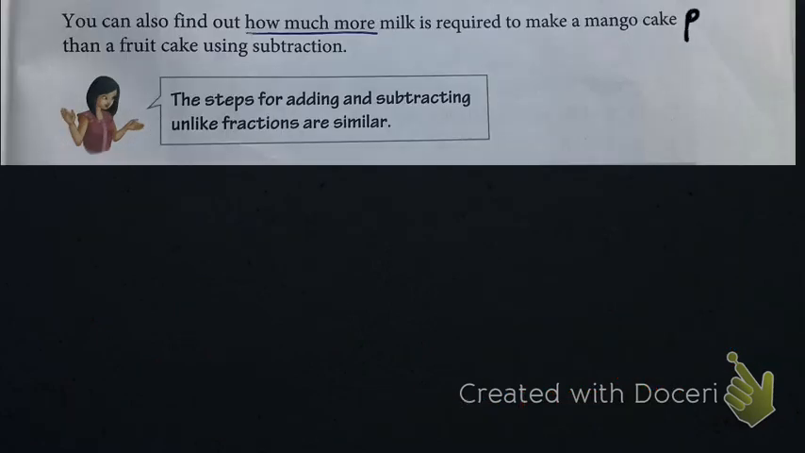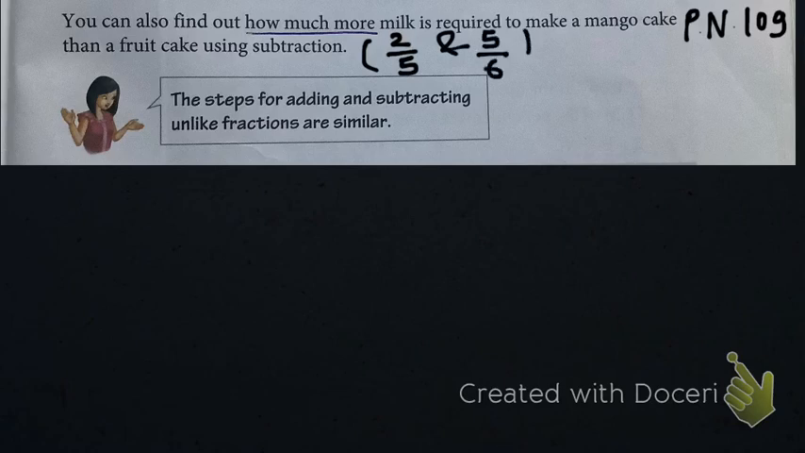Now here in the next page, number 109. What we have to do is, the question says you can also find how much more milk is required to make a mango cake than a fruit cake. Here students, we need to subtract. Here it is saying how much more milk is required to make mango cake than a fruit cake.